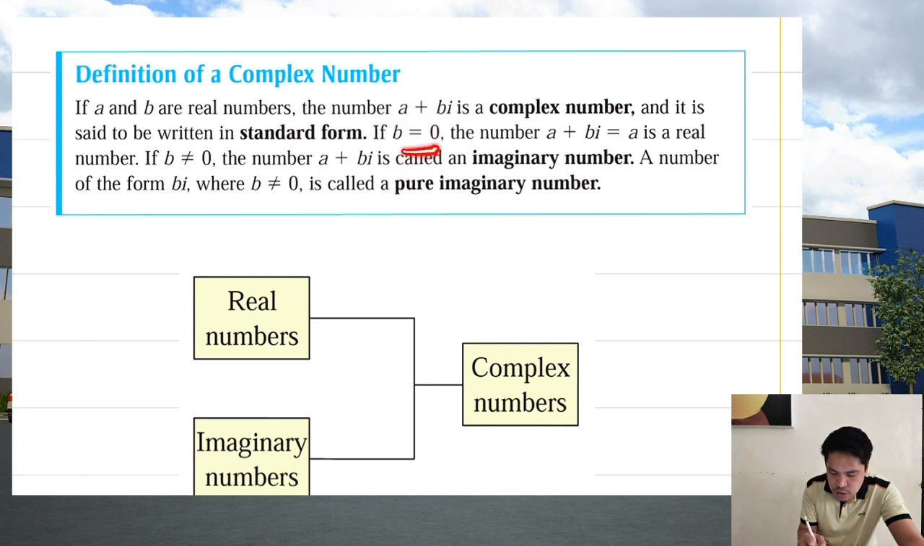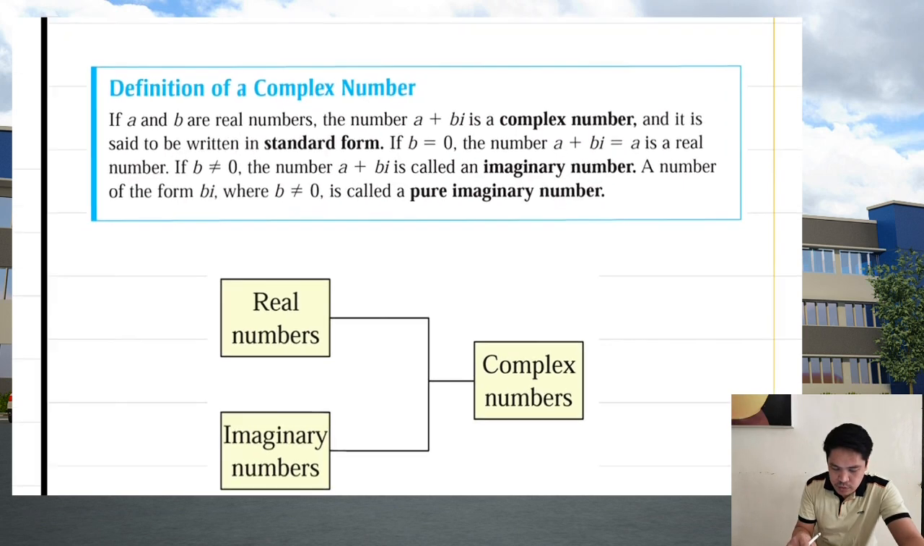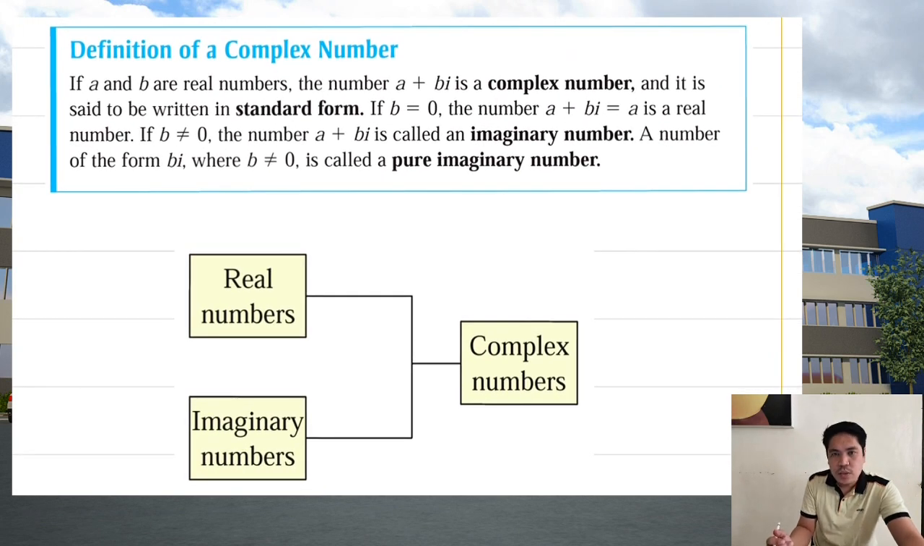If b is equal to 0, the number a plus bi is just equal to a, or just a real number. If b is not equal to 0, the number a plus bi is called an imaginary number. A number of the form bi, where b is not equal to 0, is called a pure imaginary number. So in contrast with what we discussed about real numbers, complex numbers are numbers that contain an imaginary part.